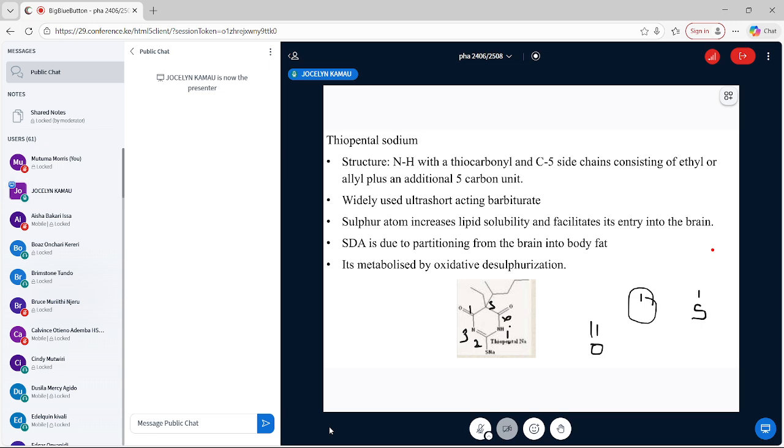So when you grade them as per their lipid solubility, you find that sulfur has the highest lipid solubility, because when an atom has high electronegativity, it has high pull. Remember, it is the ability to pull electrons, and when it has that ability, it has a very high ability to make the molecule polar.